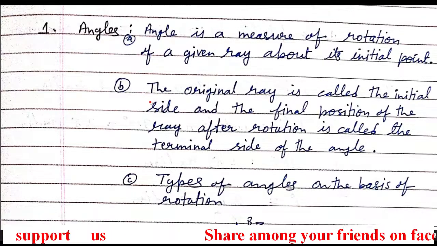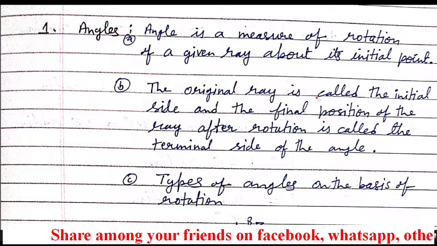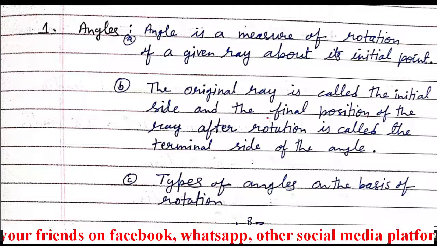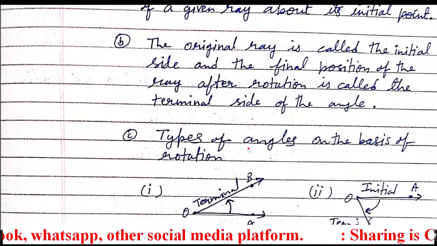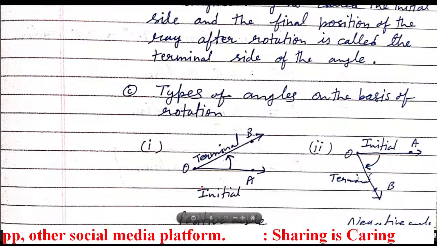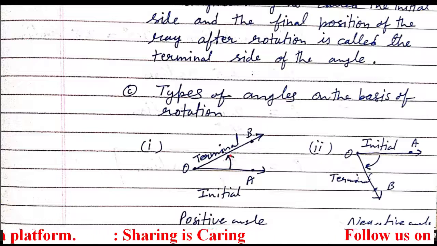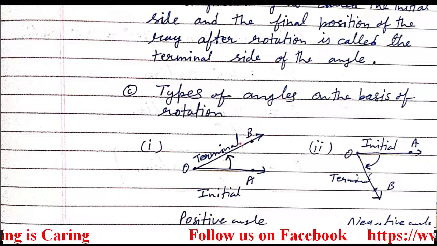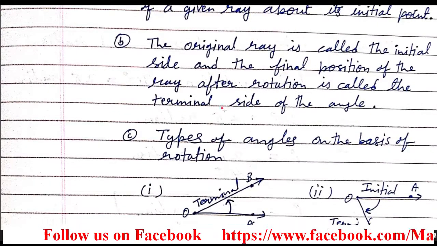The original ray is called the initial side, and the final position of the ray after rotation is called the terminal side. In this figure you see, this is the initial ray, and after some rotation where it reaches, that is named as the terminal side. So this is the terminal side and this is the initial side. I hope it's clear to you.